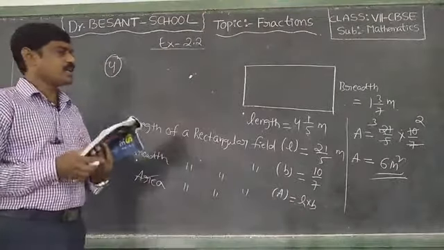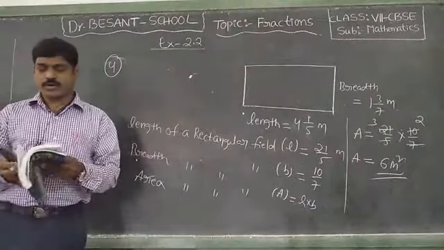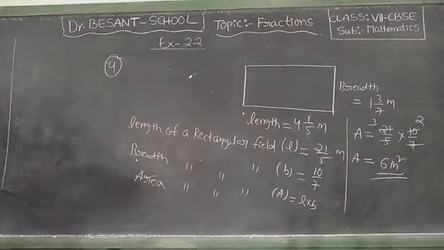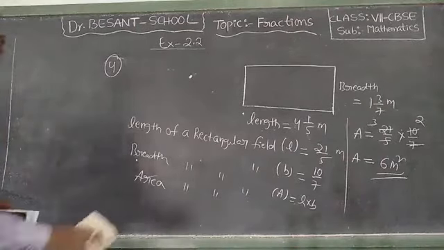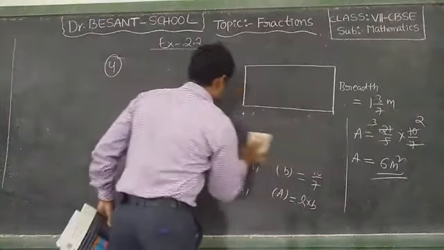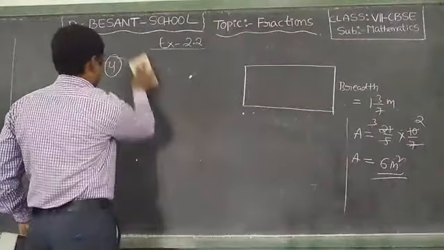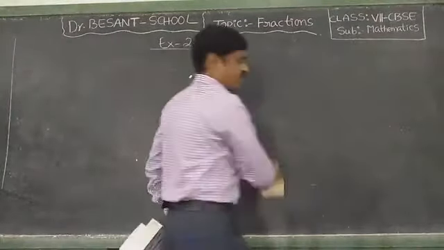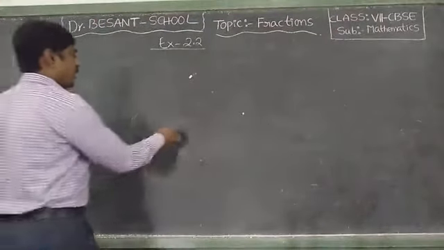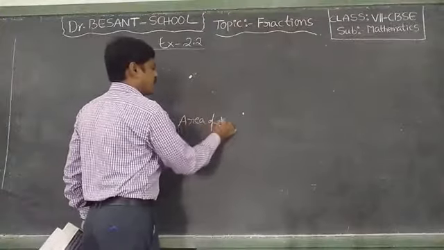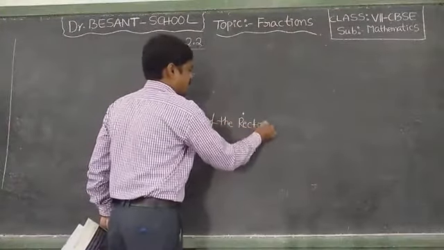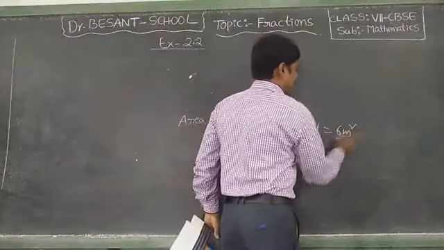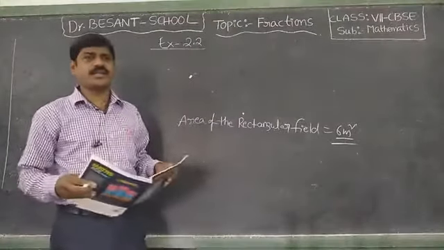Okay children, this is the fourth one solution. Note down. So finally conclusion, area of the rectangular field is equal to 6 square meter, meter into meter, square meter.